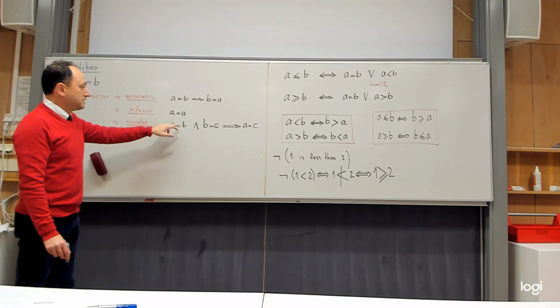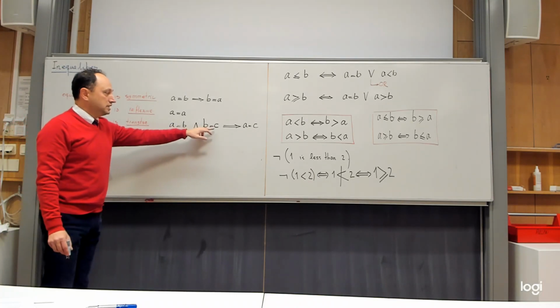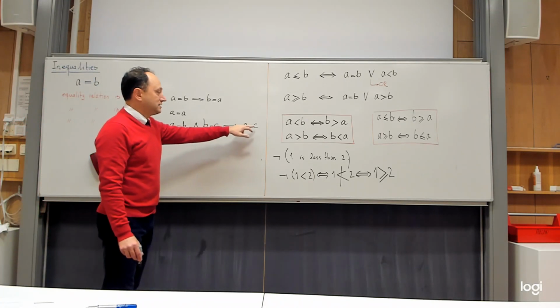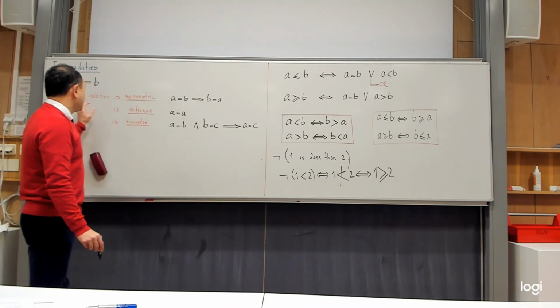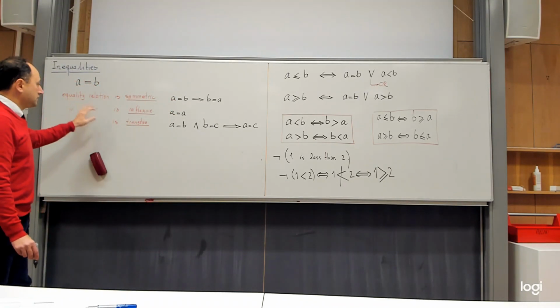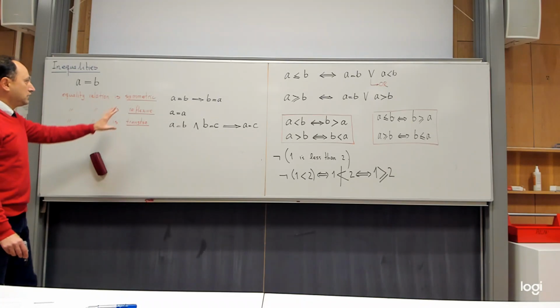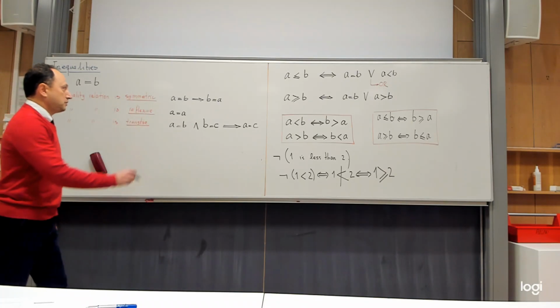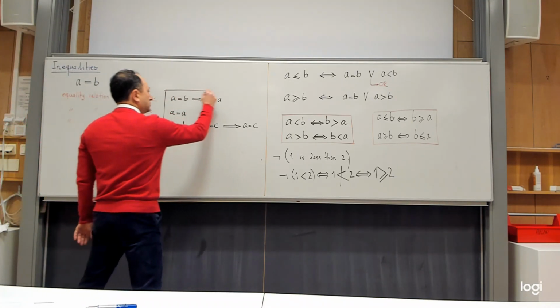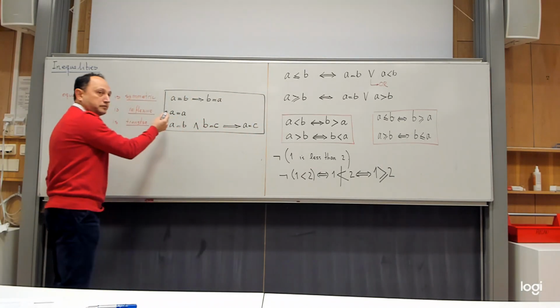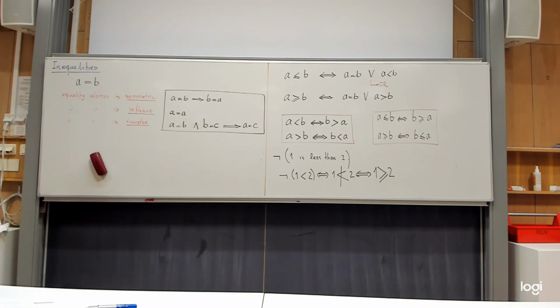Because if A is equal to B and B is equal to C, I can safely conclude that A is equal to C. We say that the equality relation is transitive. I don't need you to learn these words, but I definitely want you to understand what is going on here. Is that clear? Now let us switch to one of these properties.